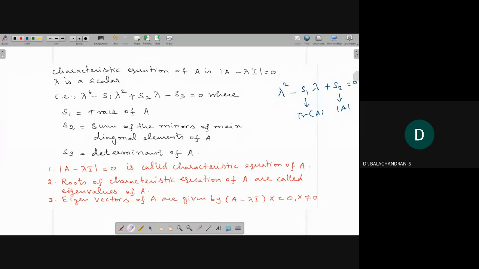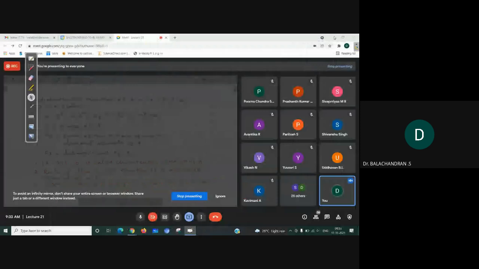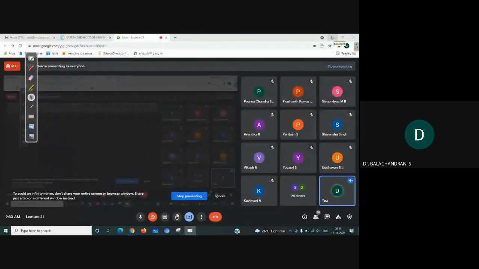Did anybody get the definition? Did anybody understand what S2 implies? If you understand, you can tell me. Otherwise, I will explain in the problem. If you know, you can tell. Otherwise, I will explain when we solve the problem. Then you can get a clear idea.